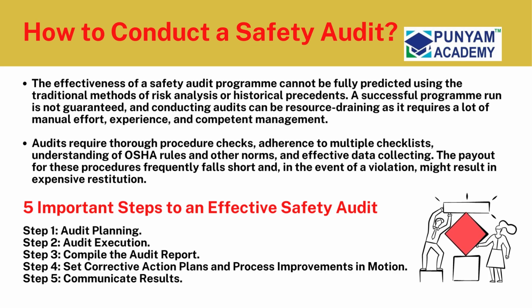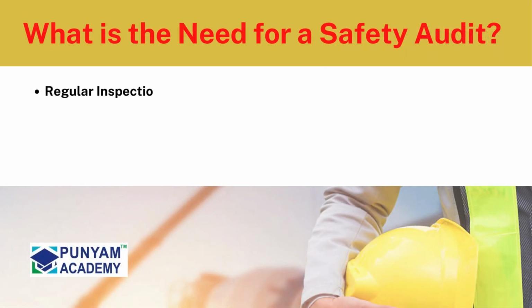Five important steps to an effective safety audit. Step 1. Audit planning. Step 2. Audit execution. Step 3. Compile the audit report. Step 4. Set corrective action plans and process improvements in motion. Step 5. Communicate results. Now let me explain to you what is the need for a safety audit.